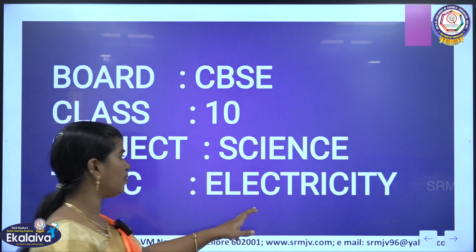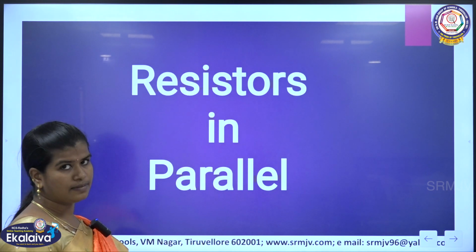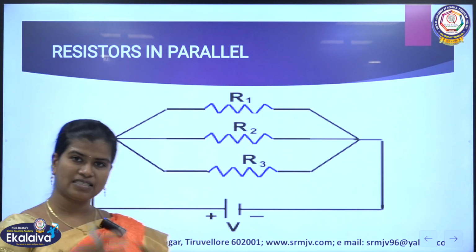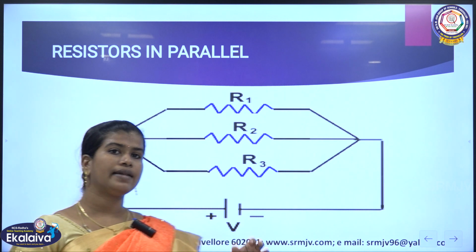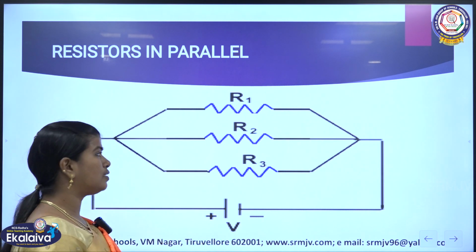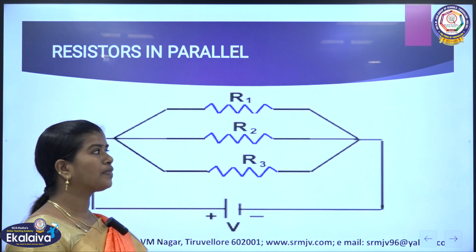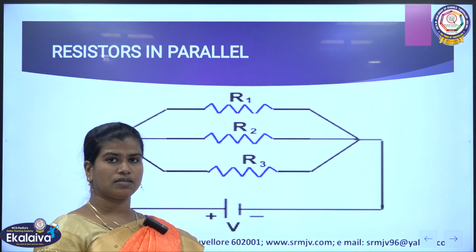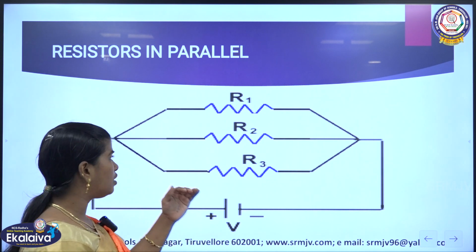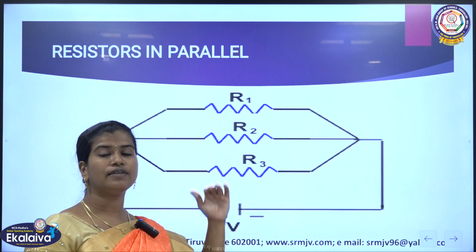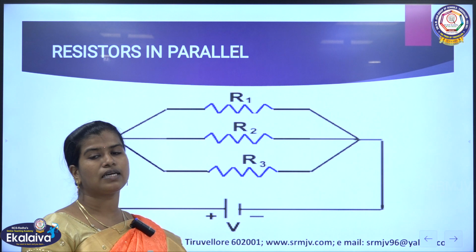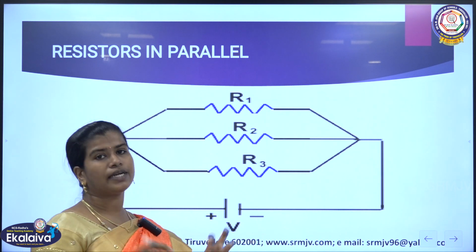Resistors in parallel. You know what a resistor and resistance are. In the case of parallel, if there are 3 resistors, this is how they can be connected: the ends of all 3 resistors are connected with each other. Even if you have a number of resistors, all can be connected in this way only, with the ends of the resistors connected together.